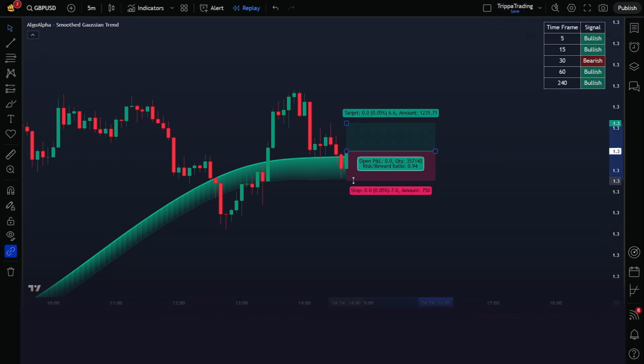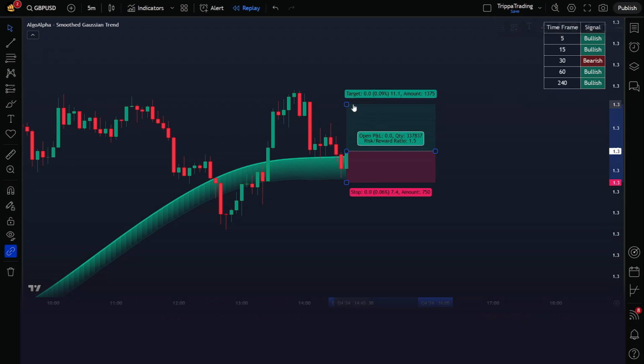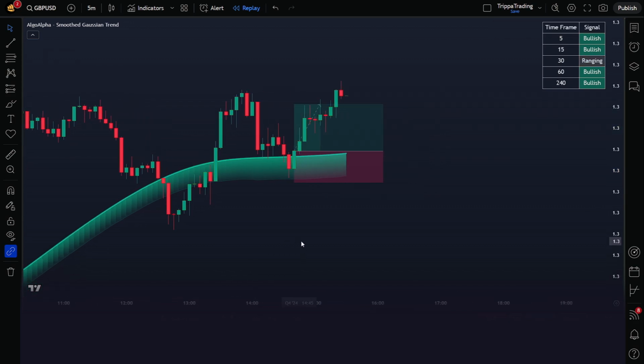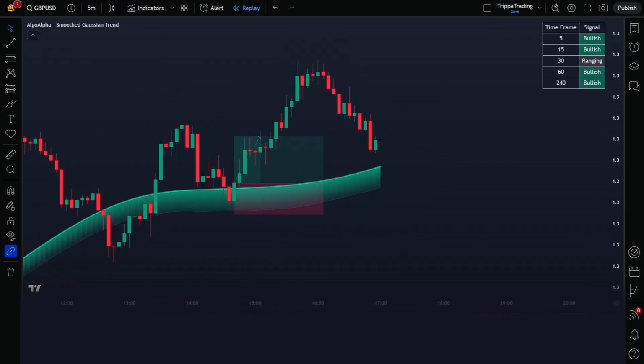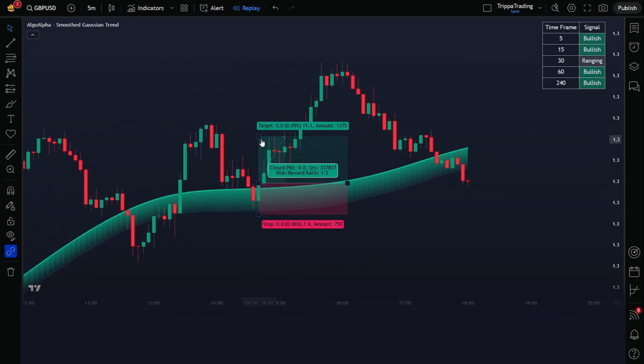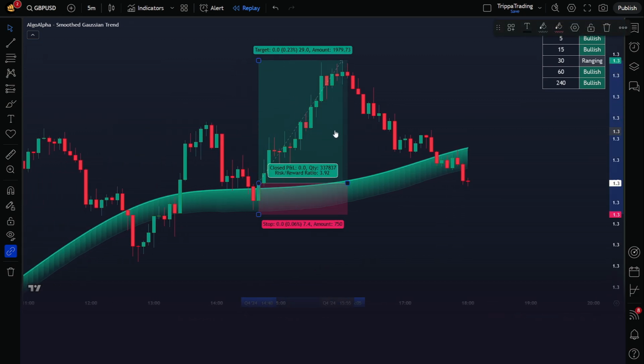We can place our stop loss below the most recent swing low. Now, let's let the trade run and see if the market moved in our favored direction. And as you can see, it was profitable. So let's quickly go through another one.